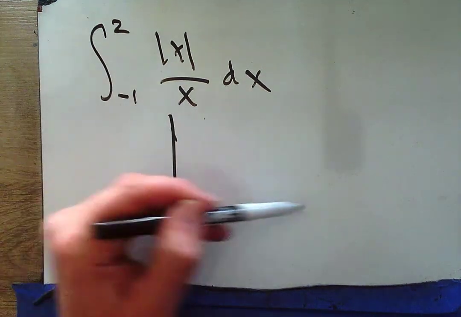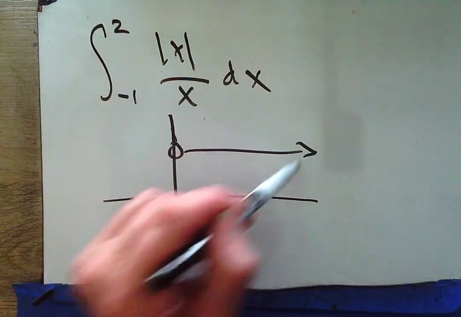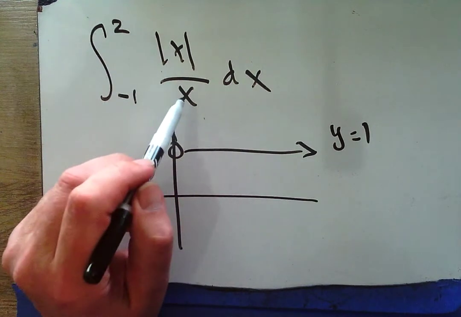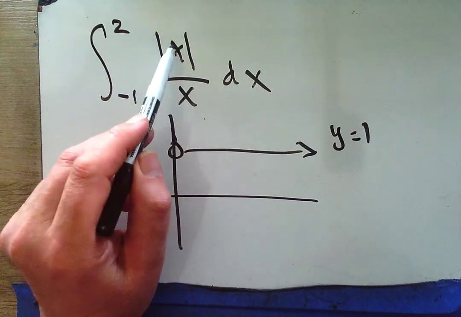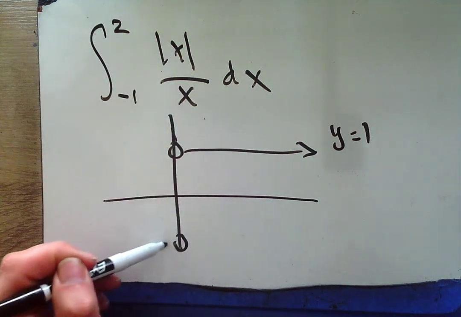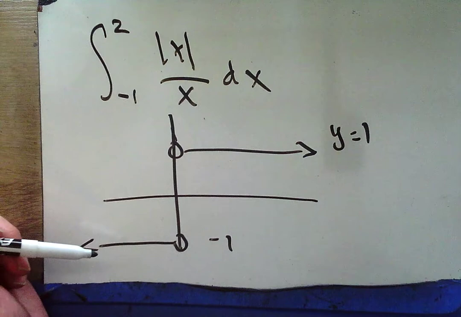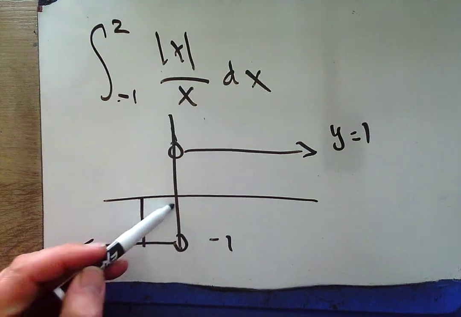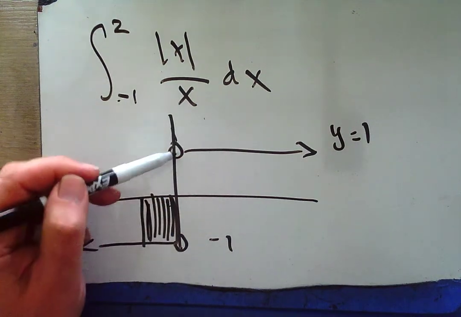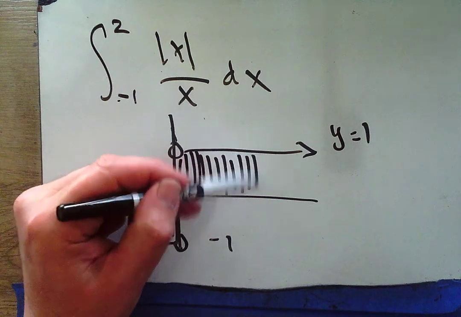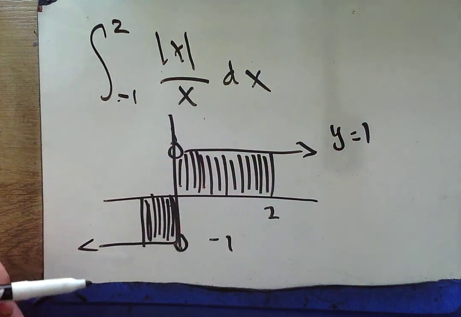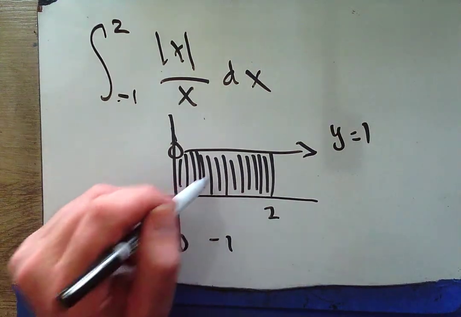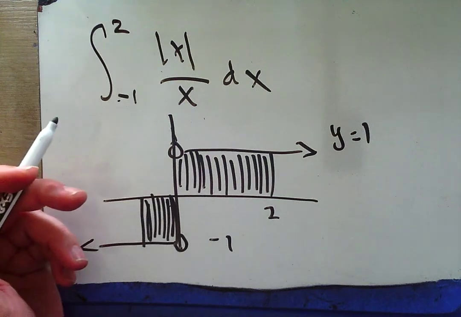Except, while that's true in this direction, that's why I have y equals 1 here. If I plug in a -1, -1, absolute value is 1, divided by -1 is now -1. So we're positive 1 up here, we're negative 1 down here, and we're integrating from negative 1 to 0, and we keep going until we get to 2. So what do you see? Well, I see these two regions, and I want to add their integrals up.